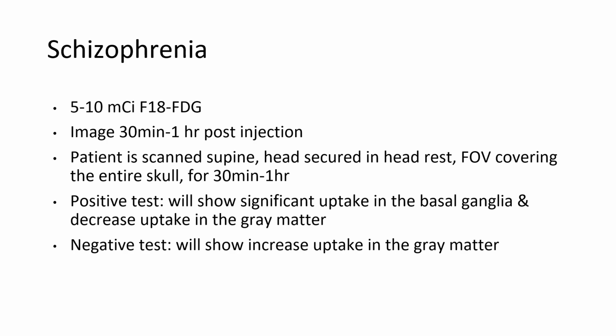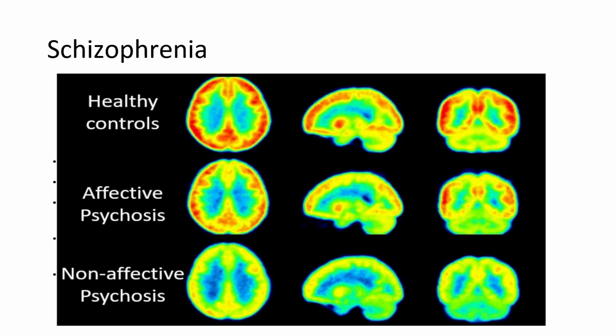Patient is scanned supine with their head secured in a headrest. A positive test will show significant uptake in the basal ganglia and decreased uptake in the gray matter. And a negative test will show increased uptake in the gray matter. Not increased over normal, just that there will be more uptake in the gray matter, like a normal FDG study.